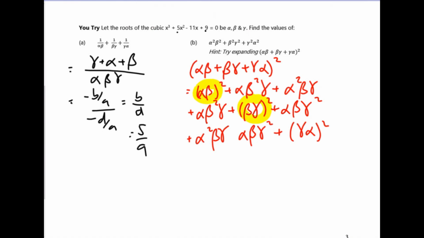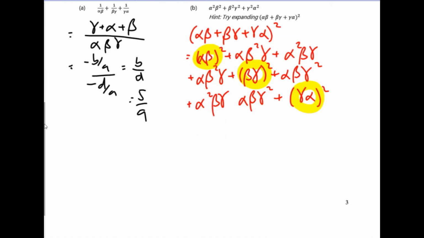These three terms along the diagonal, the ones that we wanted in there. Everything else, you should hopefully notice, has a factor of alpha beta gamma in common. Some of them are the same as well. So we've got alpha beta squared gamma and alpha beta squared gamma. We've got alpha squared beta gamma, alpha squared beta gamma, and we've got alpha beta gamma squared, alpha beta gamma squared there. So we have two lots of each of those.